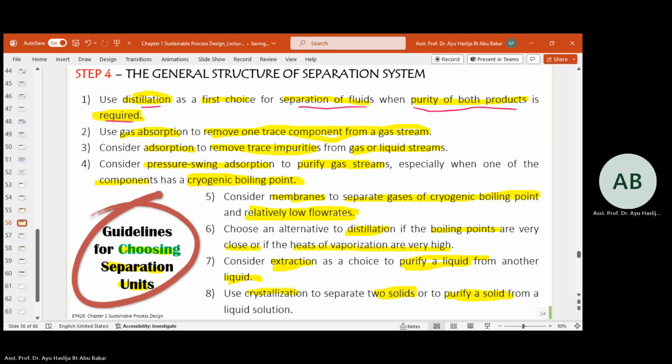If you need higher purity, distillation should be considered. Use gas adsorption to remove one trace component from a gas stream. Consider adsorption to remove trace impurities from a gas or liquid stream. Adsorption removes traces of impurities, and this one works with gas and liquid.